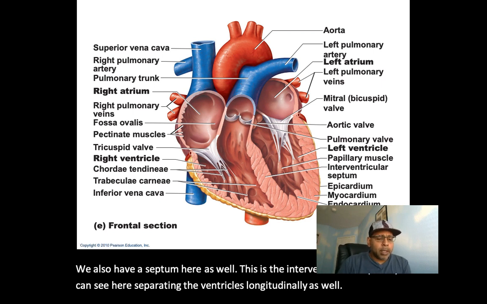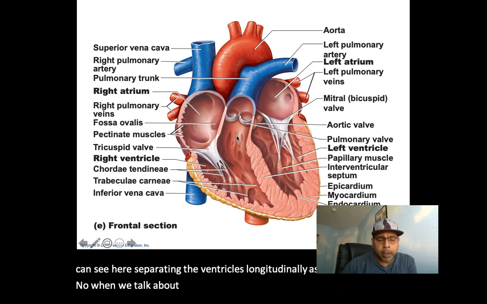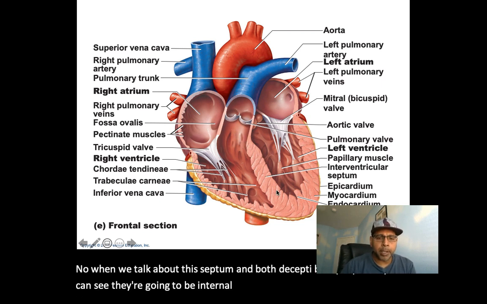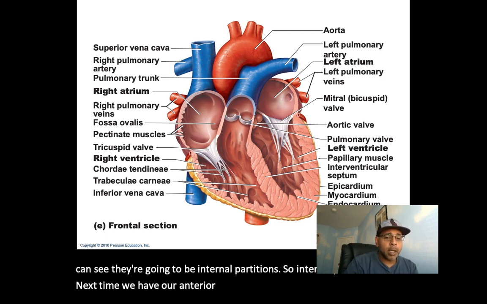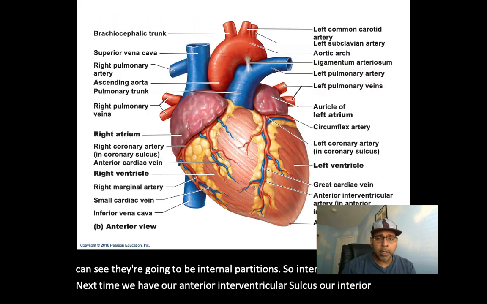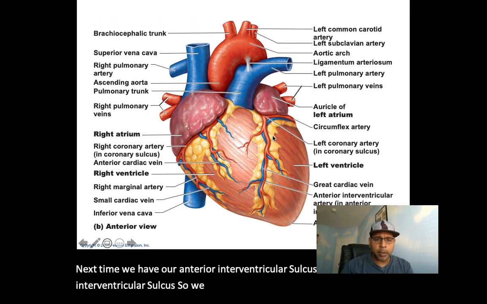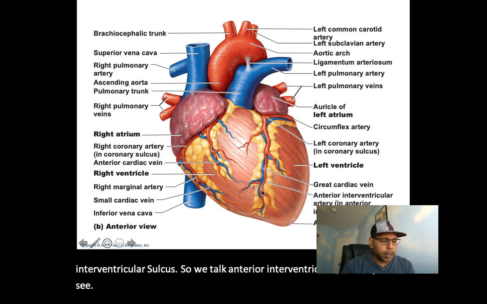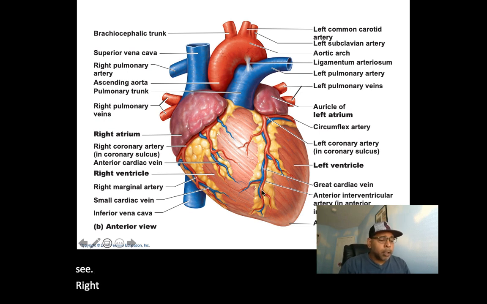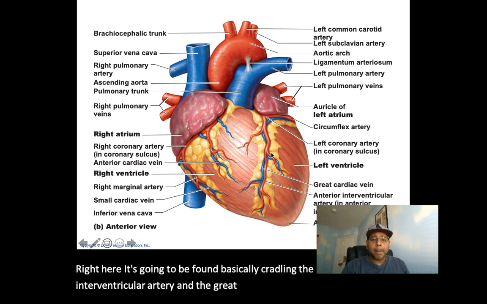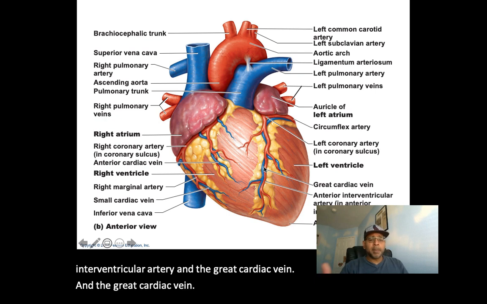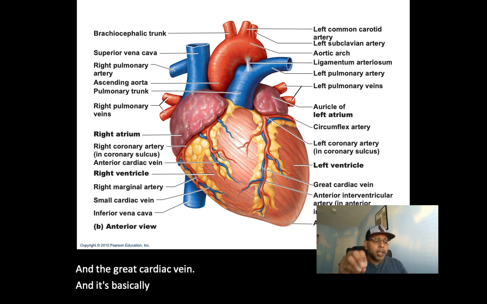Now, when we talk about this septum and both these septums, you can see they're going to be internal partitions. Next, we have our anterior interventricular sulcus. You can see it right here. It's found basically cradling the anterior interventricular artery and the great cardiac vein, and it's basically marking the anterior position of the septum separating those ventricles.